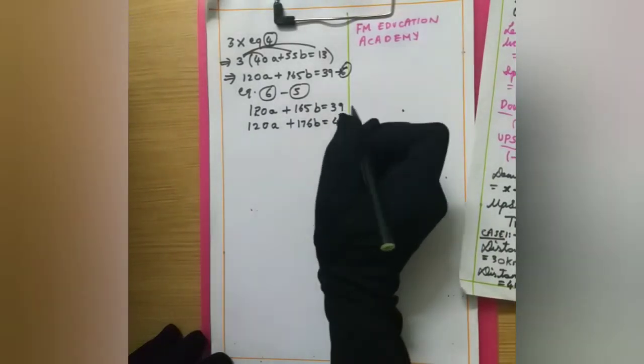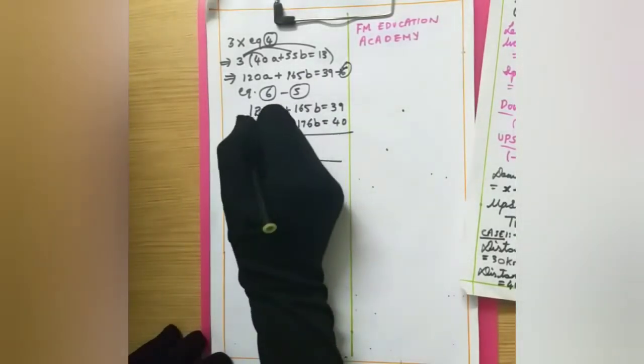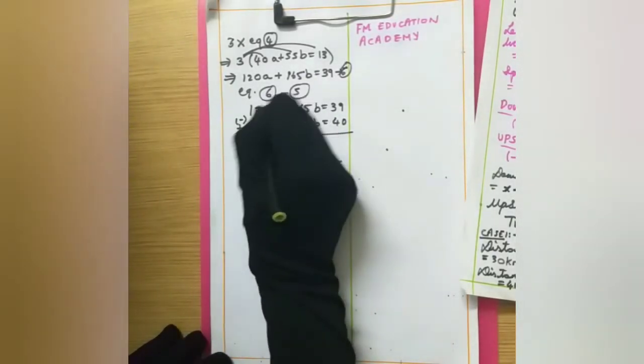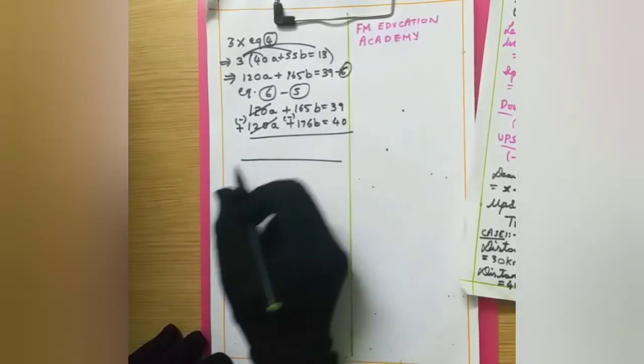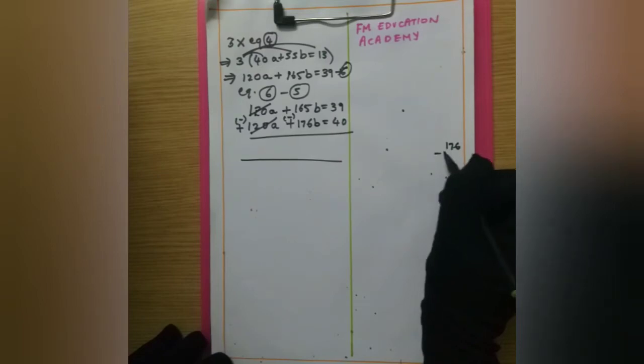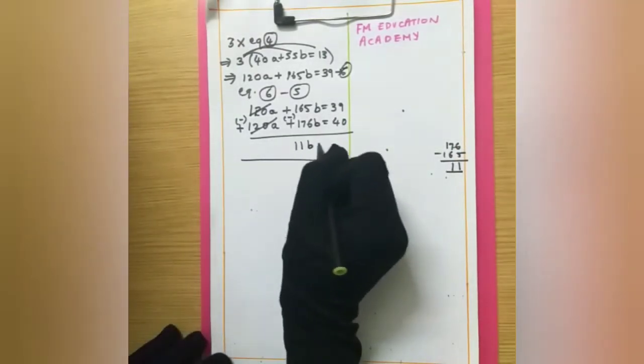Okay, that is my equation. Now subtraction means always change the signs. This is plus, so this will become minus. 128 minus 128 will get cancelled. This is plus, so this will become minus. What is 176 minus 165? 6 minus 5 is 1. 7 minus 6 is 1. 11. So 11b is equal to 39 minus 40.